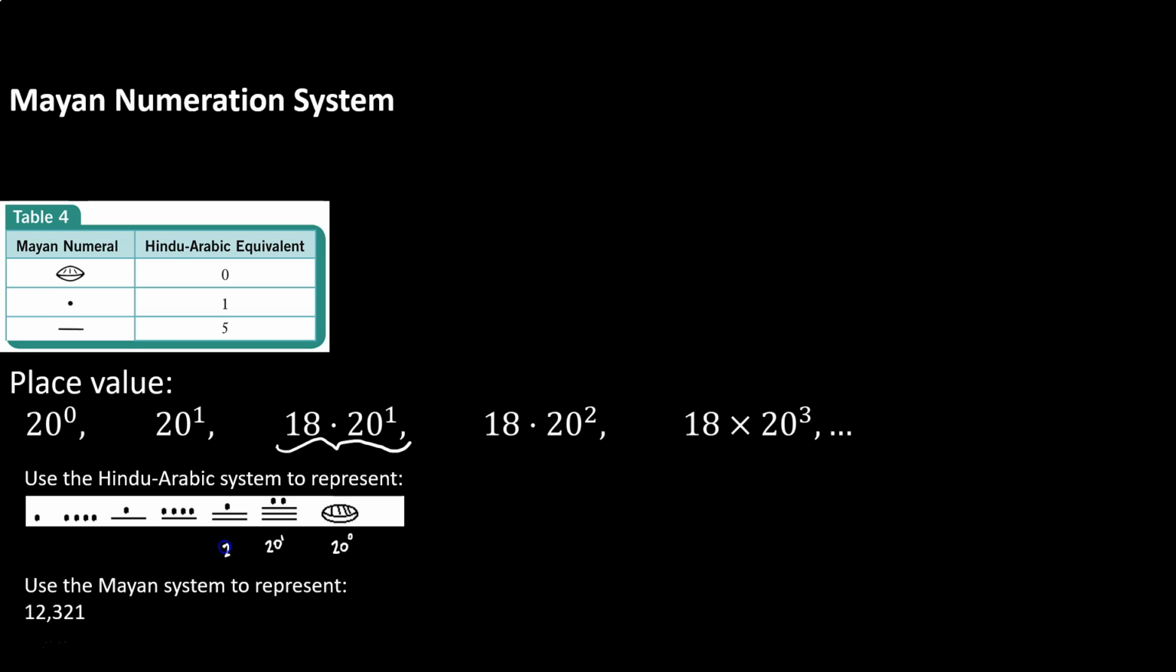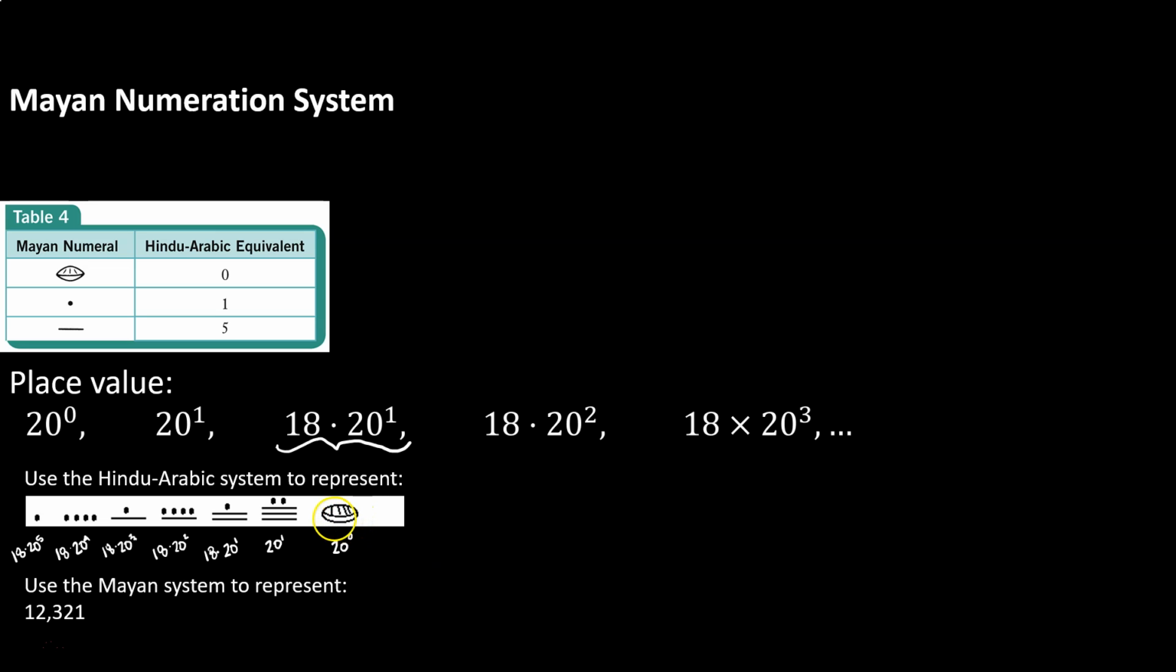Increasing up, we have 20 to the first power times 18. And then we have 20 to the second power times 18. And 20 to the third power times 18. Fourth power times 18. And then lastly, 20 to the fifth power times 18. So to convert our number, all we need to do is translate the Mayan images into our digits.